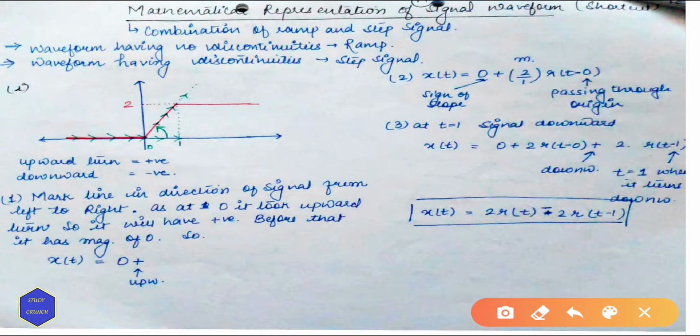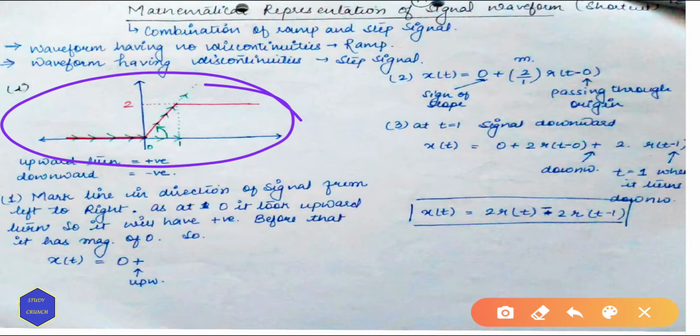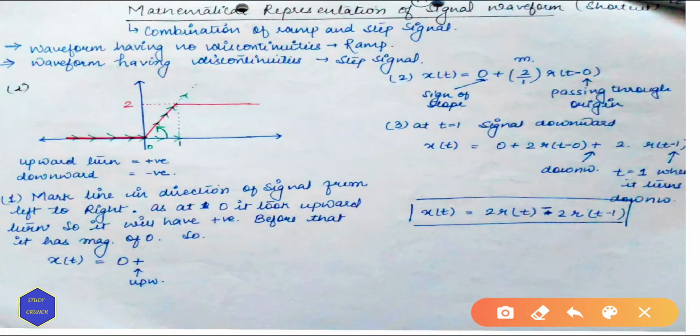First of all, we are given a waveform and we have to find the equation for this. Let's start. For the upward turn, we'll be putting a positive value. For a downward, we'll be putting a negative value. Correct? First of all, mark the line in the direction of signal from left to right as 0. It took an upward turn, so it will be having a positive value.